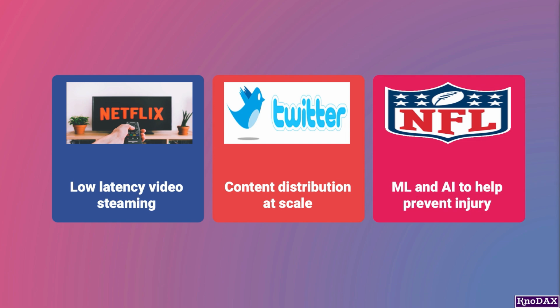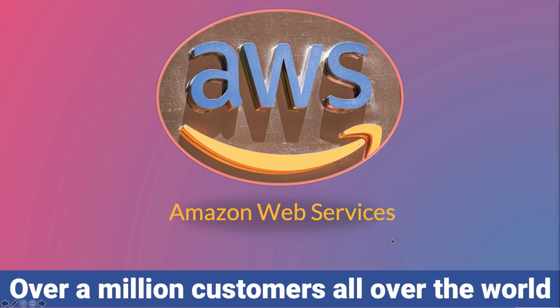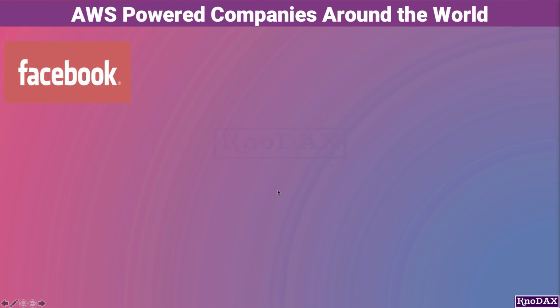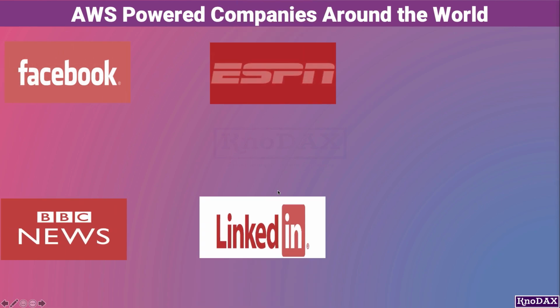Now, we have seen a few use cases of AWS. Let's continue further on what AWS is. Let's talk about AWS in terms of its customers. AWS has over 1 million customers all over the world. Talking about companies that are using AWS, here are some well-known organizations having big spending on AWS: Facebook, BBC News, ESPN, LinkedIn, GE, and Apple.